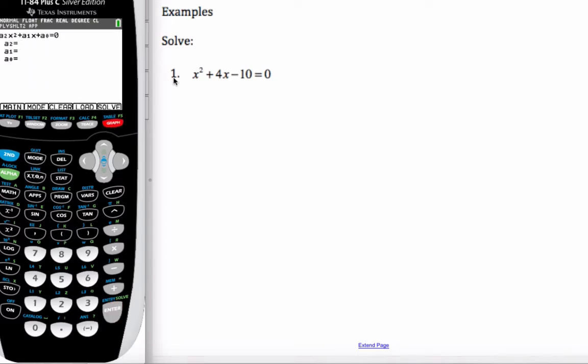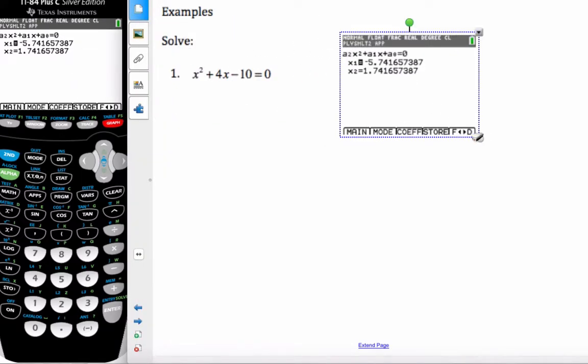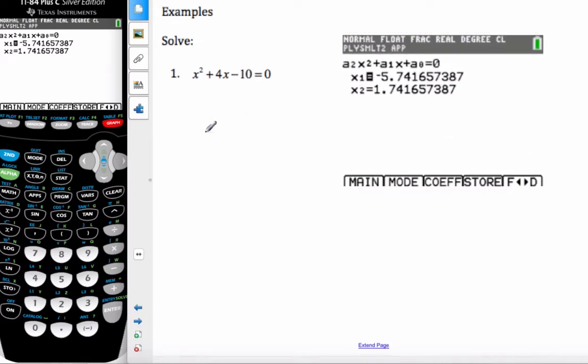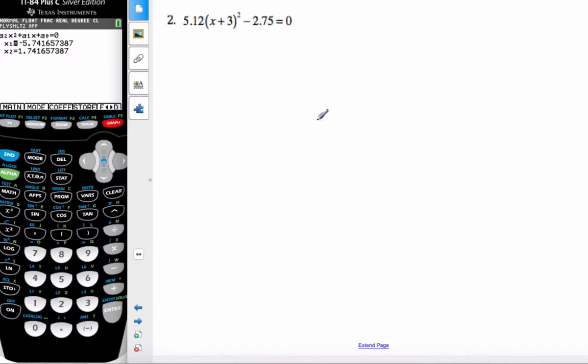And now in front of the x squared I have a 1. In front of the x I have 4. And the constant term is negative 10. Enter and hit solve. And there are indeed my answers there. I get these values. And if I round them to 3 significant figures, so x is equal to negative 5.74 and x is equal to 1.74. That's all I have to do for polysimultaneous. It's quick, it's easy. Let's consider another example like this.